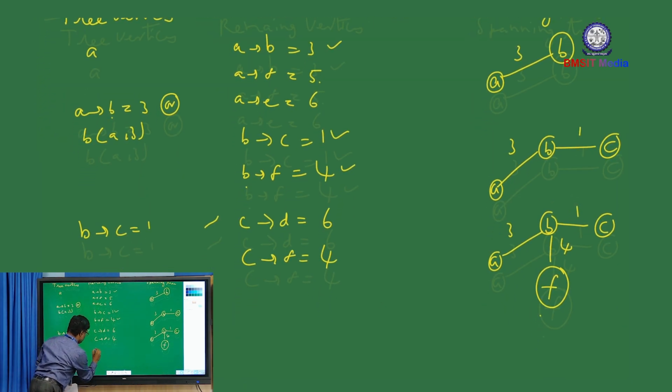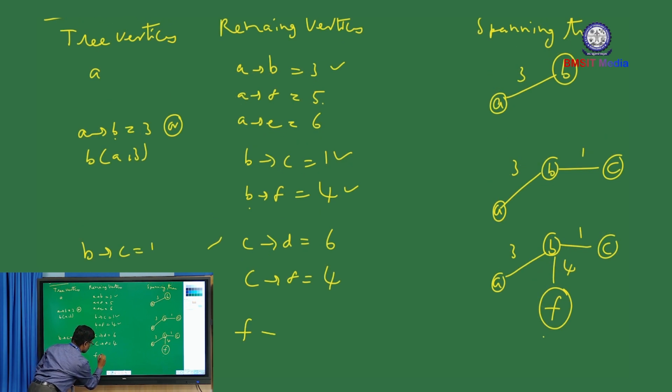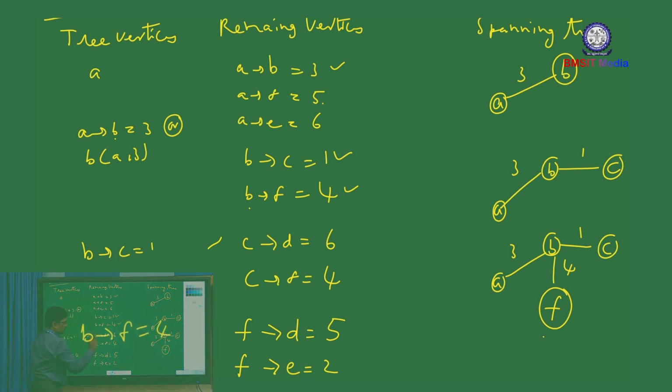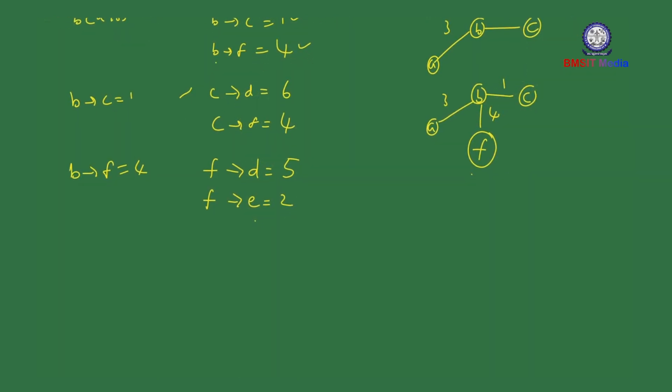F to D is 5. Another one is F to E is equal to 2. So now what will happen? Out of all these things again, which is the minimum? The minimum is nothing but 2. So 2 is nothing but F to E. You write in the diagram that one, F to E. So now what will happen? F to E is the minimum.